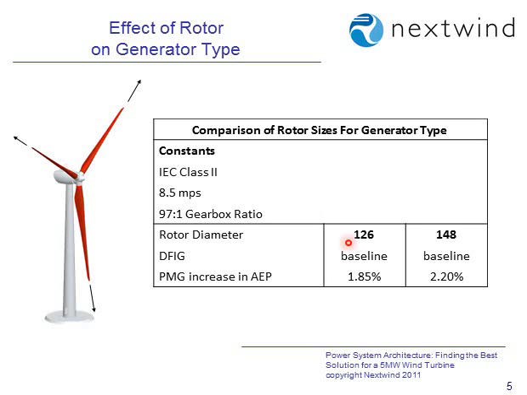So here you see when you change the rotor size, it affects the difference. So the difference between doubly fed and permanent magnet is much bigger when you have a larger rotor. So as the rotors get larger and larger, the difference between permanent magnet and doubly fed becomes bigger and bigger.